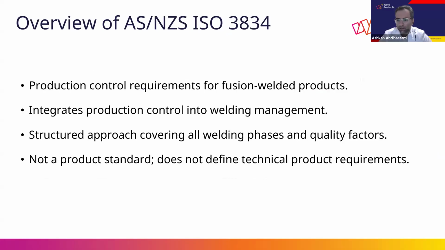The standard ISO 3834 outlines the production control requirements, specifically for fusion welded products. It integrates these controls directly into the welding management system, helping ensure consistent weld quality. The standard takes a structured approach, covering all phases of welding, from planning through to inspection.